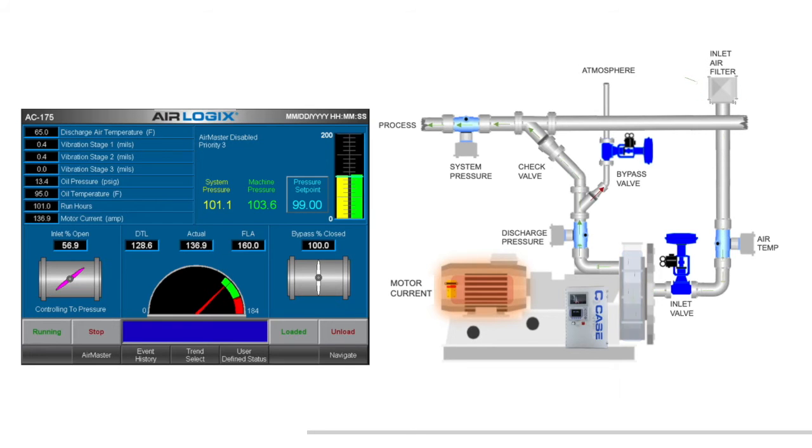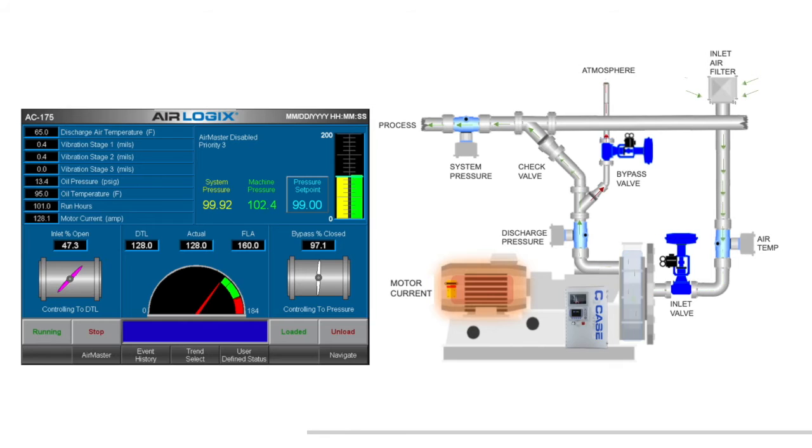In this example, the motor current has reached DTL, and the inlet valve is now controlled by the PID loop for DTL. Were demand to take the compressor below DTL, and this were the only compressor online, it would be necessary to modulate the bypass valve to prevent the compressor from surging. You can see that here.